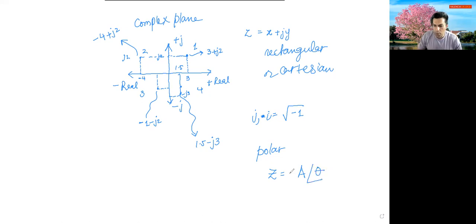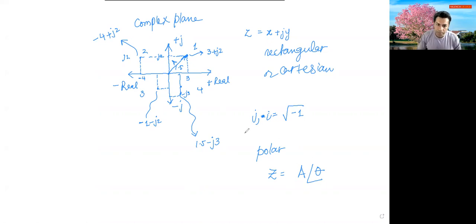A angle theta. What is A? A is the magnitude of the line that you extend from the origin to the point where the complex number is located. So the length of this line, the magnitude of this line, is A. So it's a positive quantity, remember, because you're measuring length. So magnitude can never be negative. So don't make these small mistakes. I have seen some students putting magnitude to be negative. Remember, it's the length. Length cannot be negative.